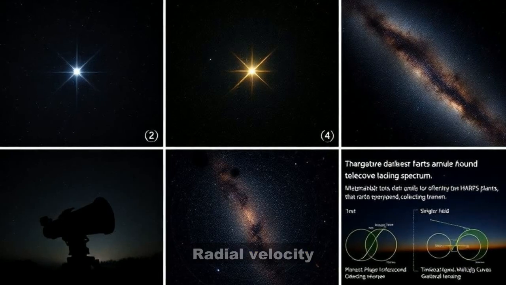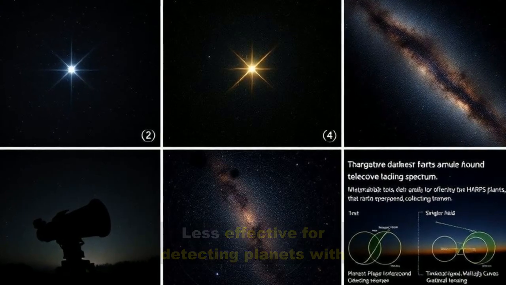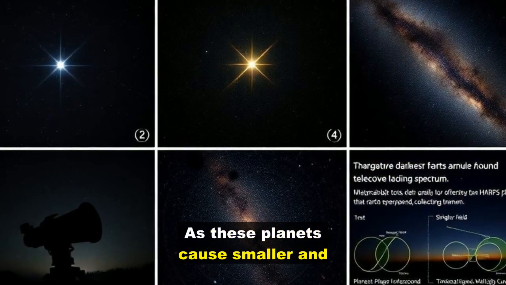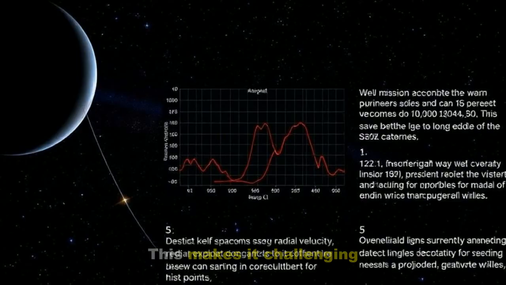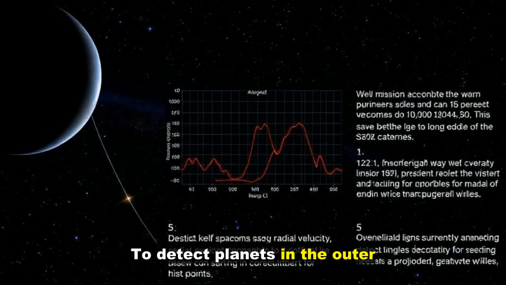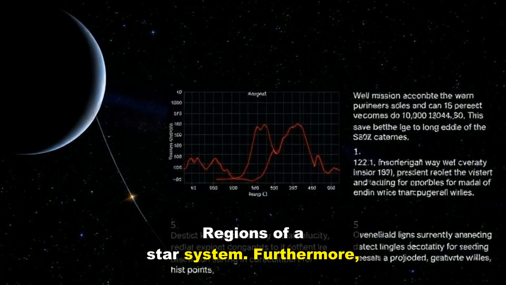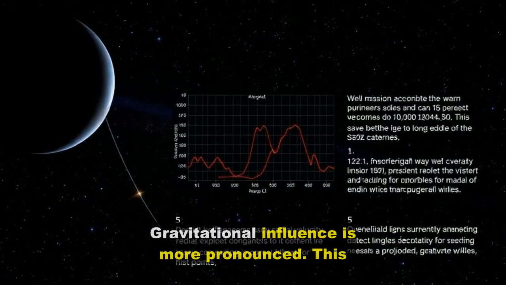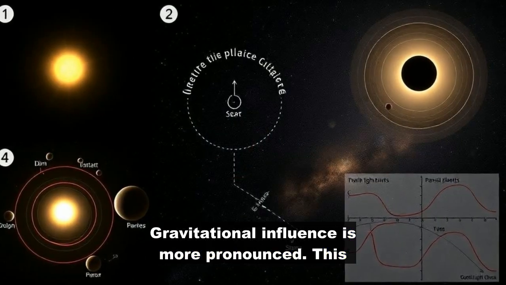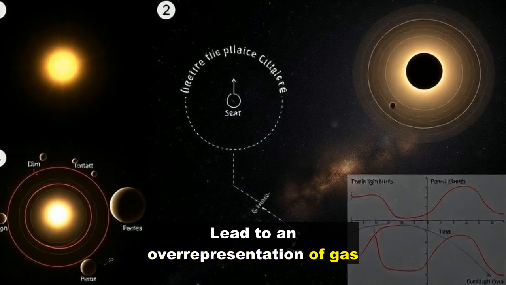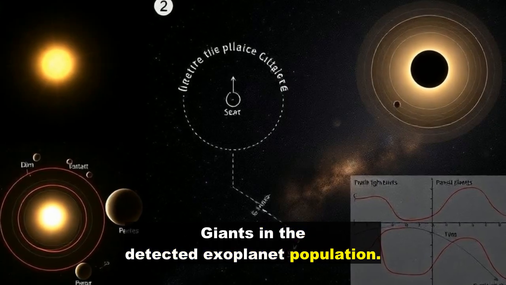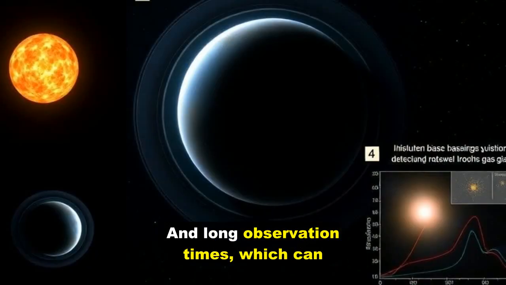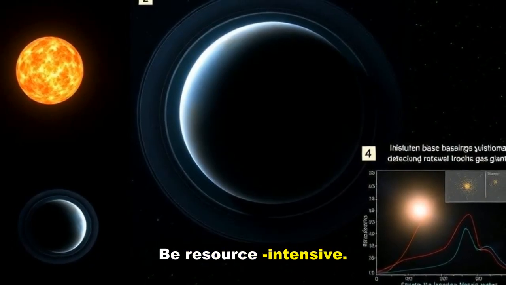However, the radial velocity method has its limitations. It is less effective for detecting planets with long orbital periods, as these planets cause smaller and slower wobbles in their host stars. This makes it challenging to detect planets in the outer regions of a star system. Furthermore, the method is biased towards detecting massive planets, as their gravitational influence is more pronounced. This can lead to an overrepresentation of gas giants in the detected exoplanet population. Additionally, the method requires high-precision instruments and long observation times, which can be resource-intensive.